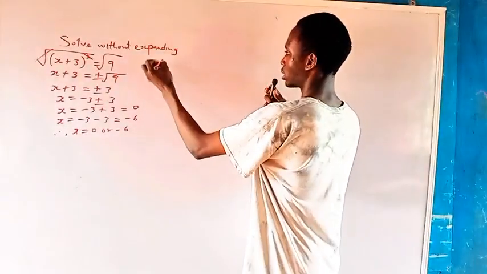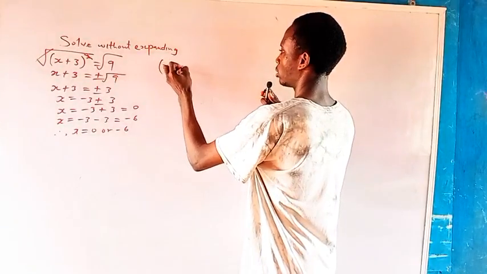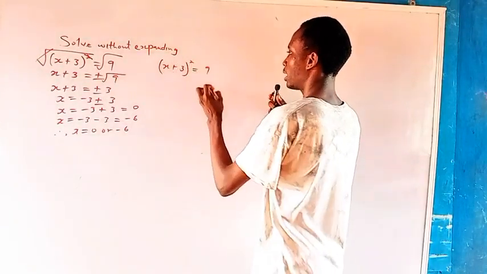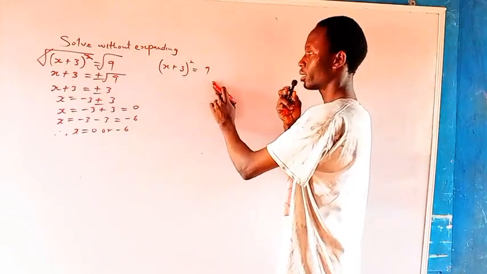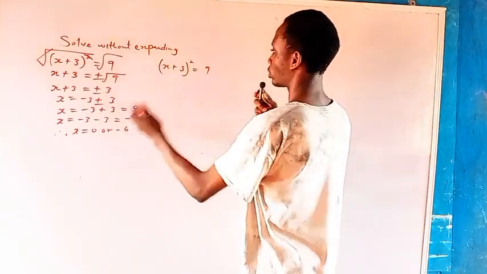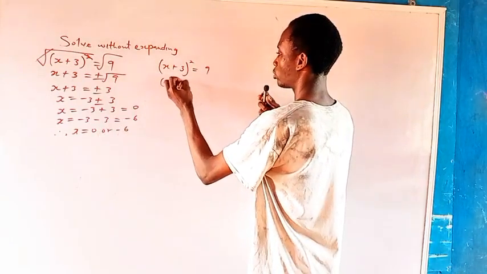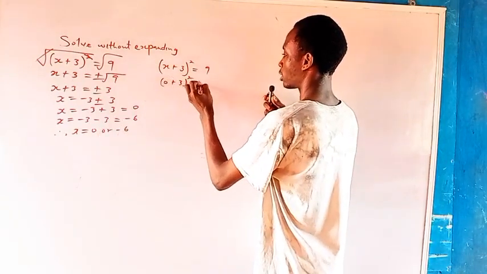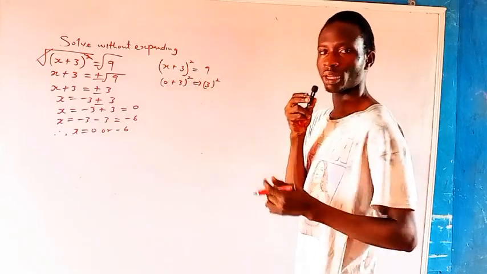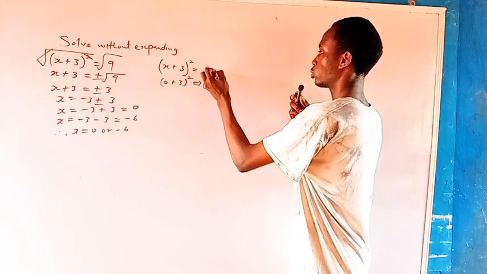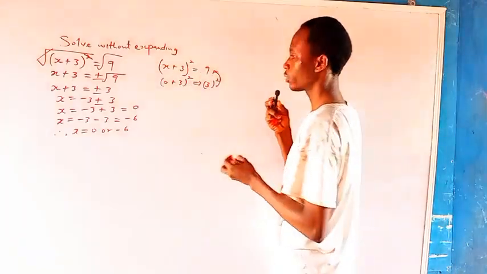Now let's check from the question. Don't forget the question says (x + 3)² = 9. Let's check if what you're having on the left hand side here is equals to what you are going to have at the right hand side. So when x equals to 0, I'm going to have (0 + 3)², and that's the same thing as 3². And 3² is the same thing as 3 multiplied by 3, which is equals to 9. So that's correct.